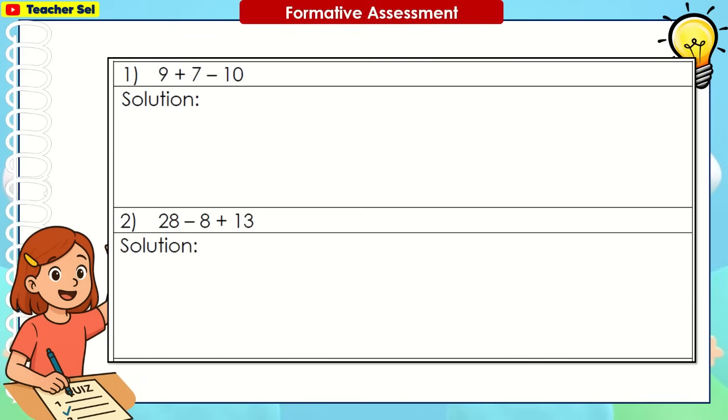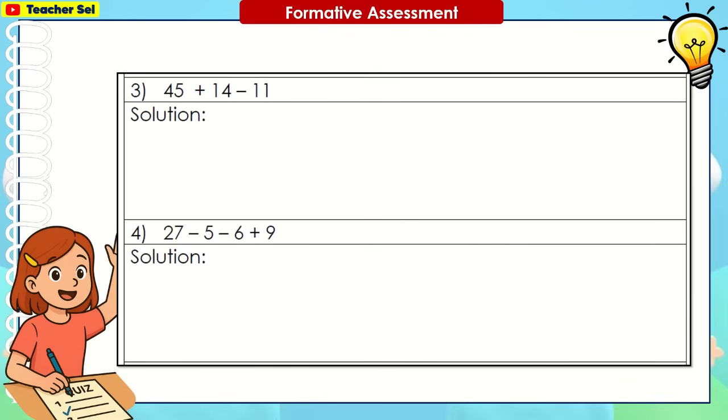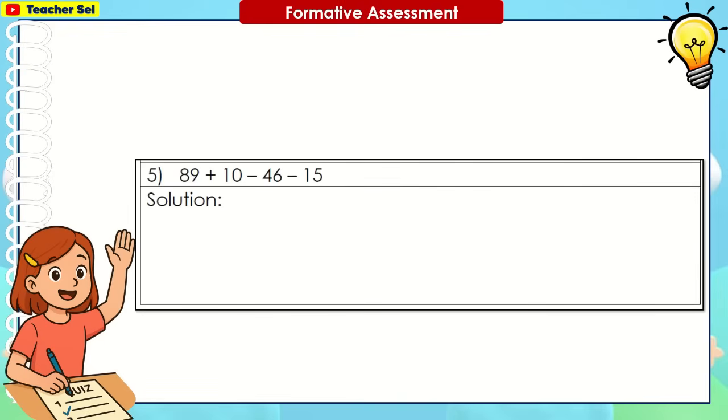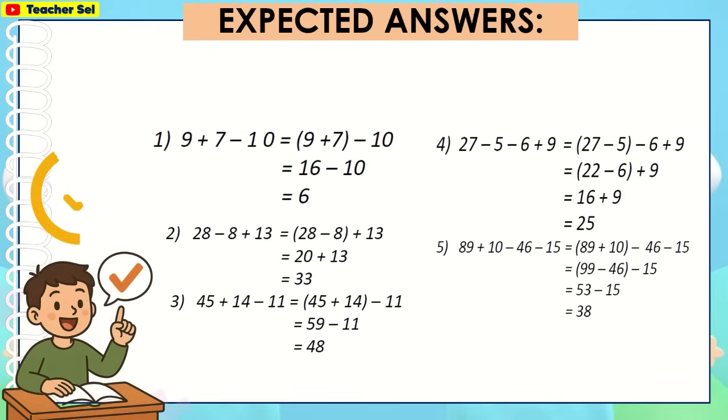Number 1, 9 plus 7 minus 10. Number 2, 28 minus 8 plus 13. Number 3, 45 plus 14 minus 11. Number 4, 27 minus 5 minus 6 plus 9. Number 5, 89 plus 10 minus 46 minus 15. Here are the expected answers.